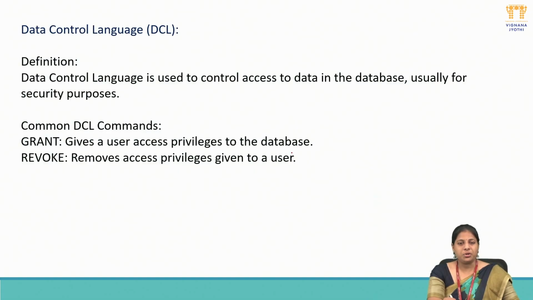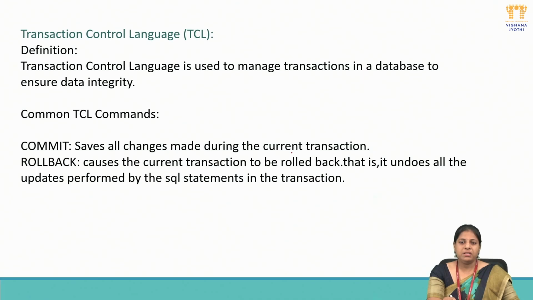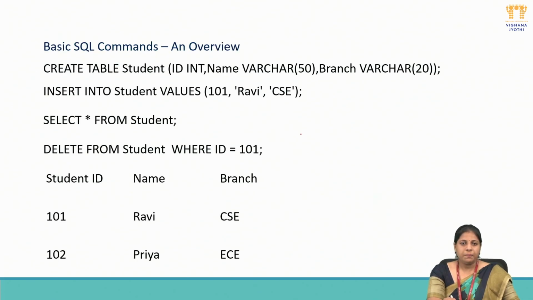Next one is the data control language. Data control language is used to control access to the data in the database. Here we are using grant and revoke. Transaction control language is used to manage transactions in a database to ensure data integrity. Commit and rollback are the commands we use. As of now, we discussed database, database management system, applications, data models, database languages.